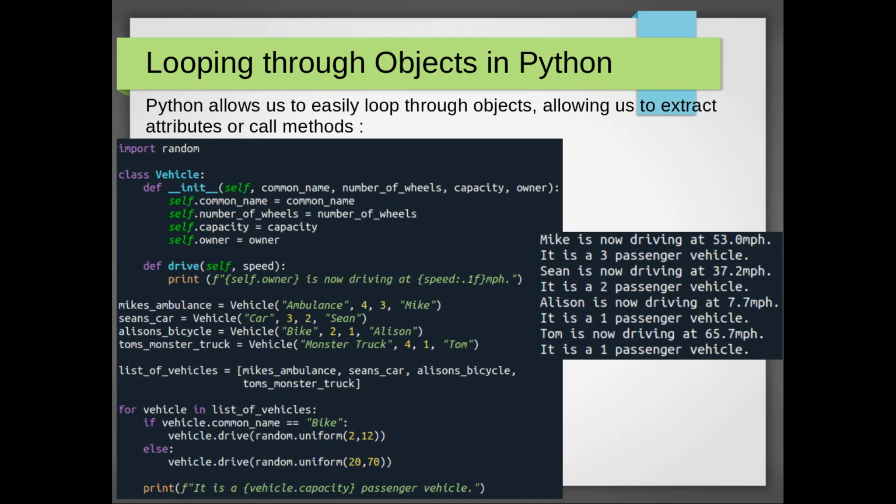And I can also print a little message taking in the capacity attribute from that vehicle as well. So here I'm going through a for loop, and I'm basically using the iterator here, vehicle, and whereas before in lists this would refer to a specific value, here it's referring to an object. So I can access the attributes and methods of that object as I iterate through a list.